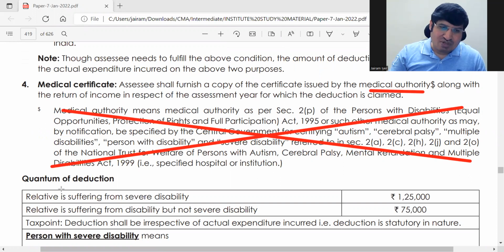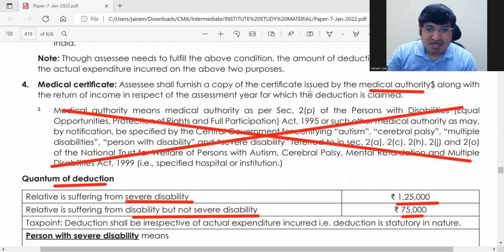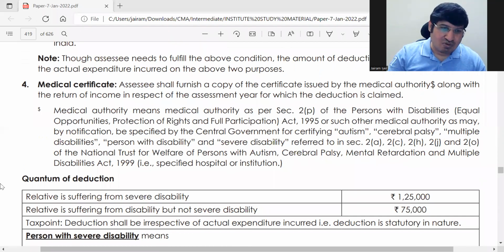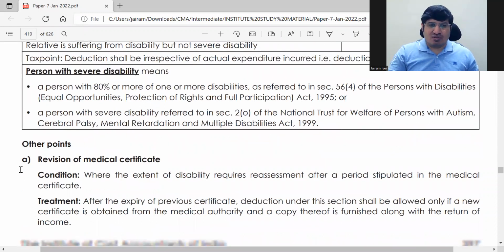Now we have come to the quantum of deduction, which I was talking about. There are two things: severe disability, and second, disability but not severe disability. Disability but not severe is our 40% case. For this the deduction is 75,000, but if it is severe disability, your deduction will be 1,25,000. So even if you have spent 5,000, you will still get a deduction of 1,25,000 or 75,000, whichever applies. Disability but not severe disability is 40% or more. Severe will be 80% or more. And disability we have already seen above was 40% or more.